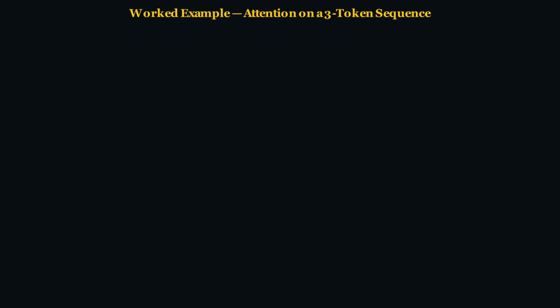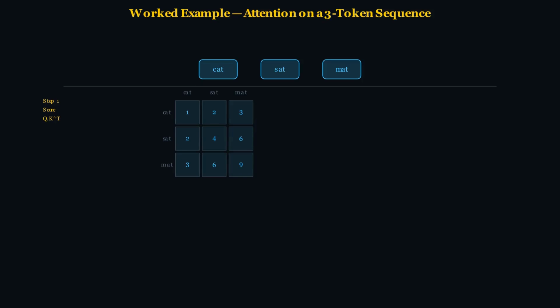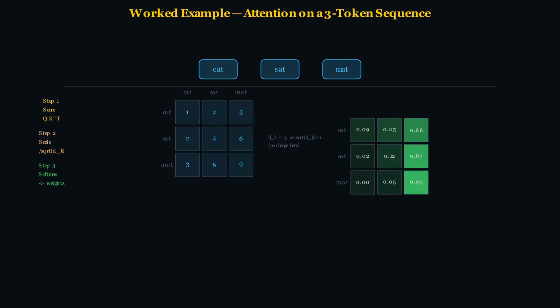Let's walk through a concrete numerical example with 3 tokens to see every step. The raw score matrix, each i,j entry is Q_i · K_j. After softmax, each row sums to 1. Row cat shows weights 0.09, 0.25, 0.66. Cat strongly attends to mat.